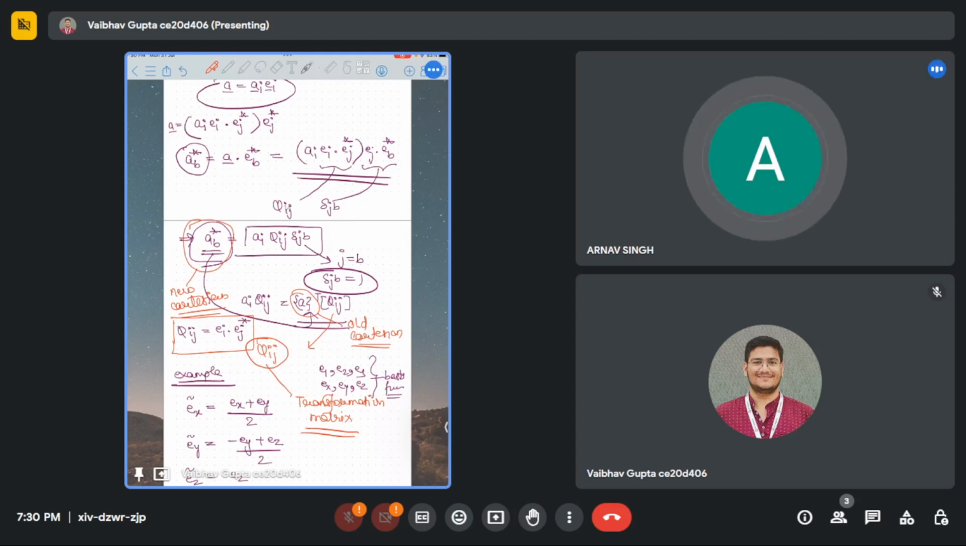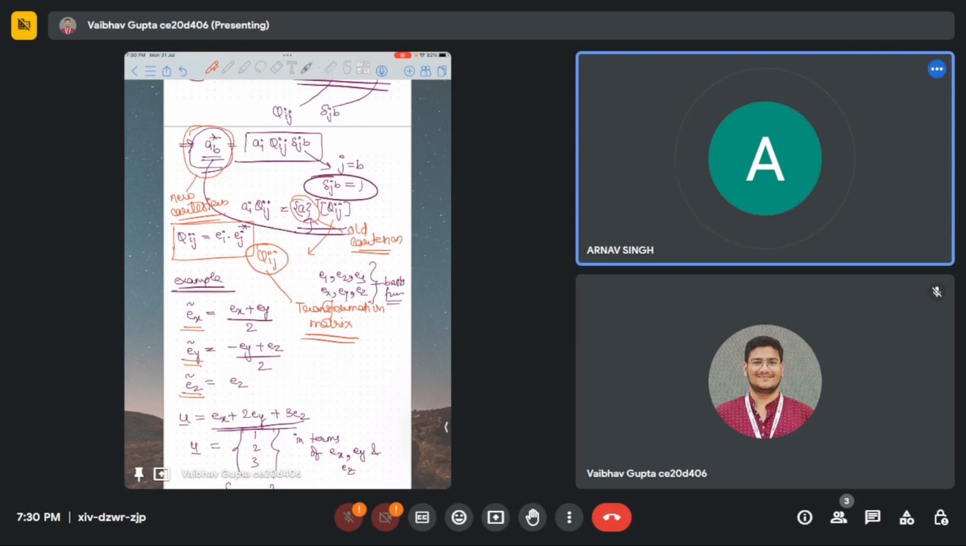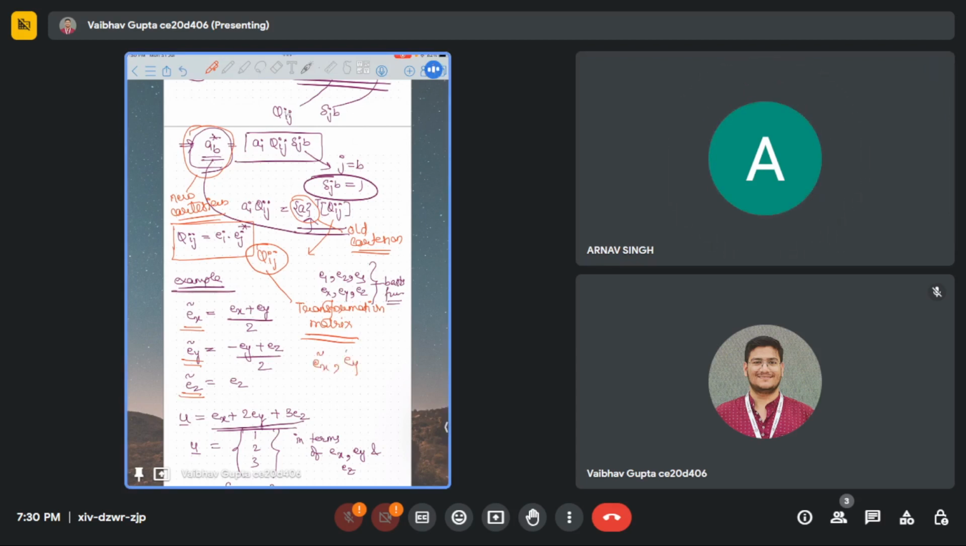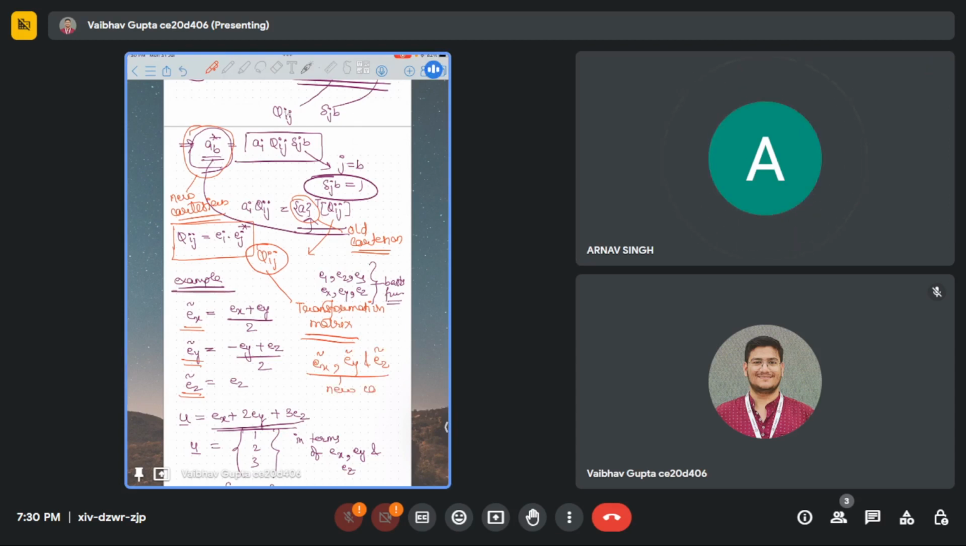Now the example. In the example, this Ex tilde, Ey tilde, and Ez tilde are the three new Cartesian axes that we will follow, and this Ex, Ey, Ez are the old ones. I am just referring to this for your understanding.